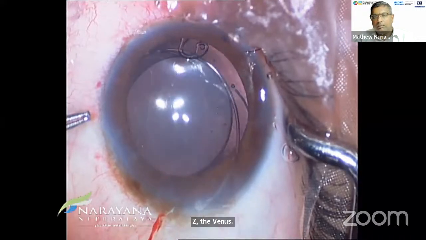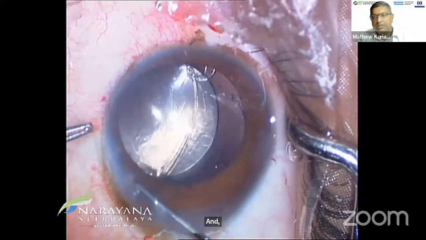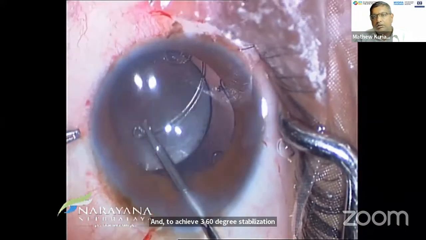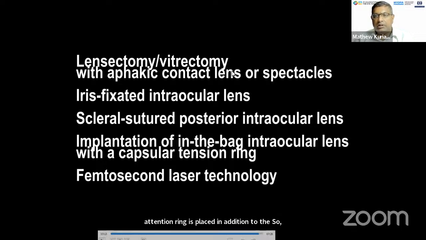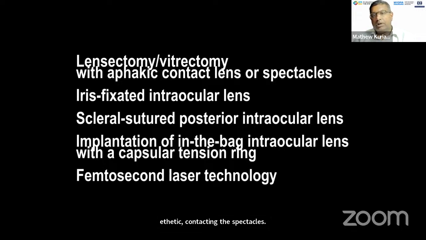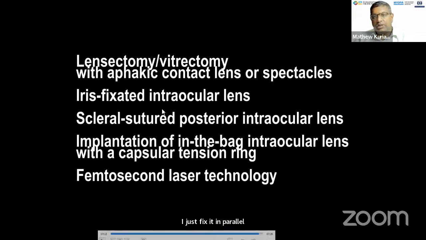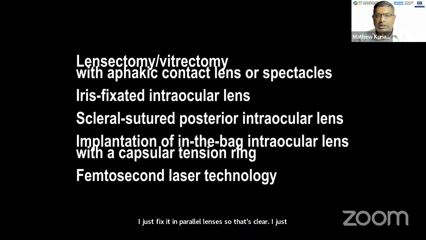And to achieve 360-degree stabilization, a capsular tension ring is placed in addition to the CTS. So technically, surgery can be lensectomy, vitrectomy with aphakic contact lenses or spectacles, iris-fixated intraocular lenses, scleral sutured lenses. But in myopes, we have to be careful about the suturing because of the thinner sclera.